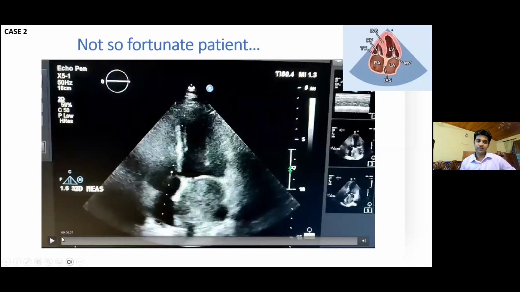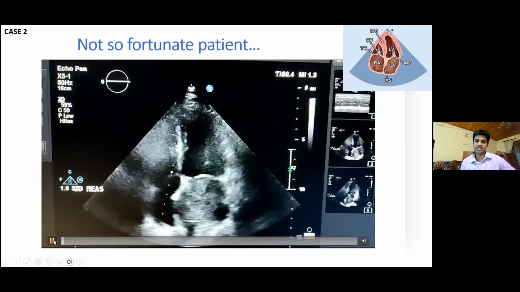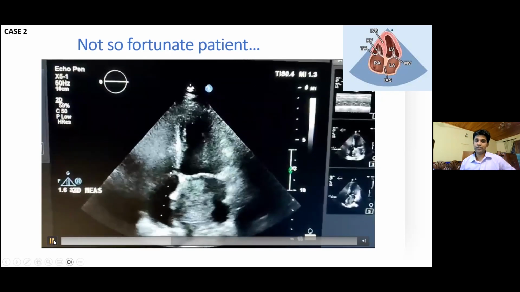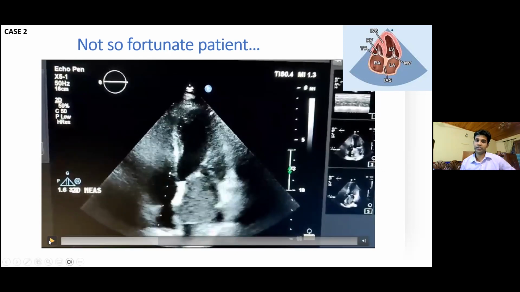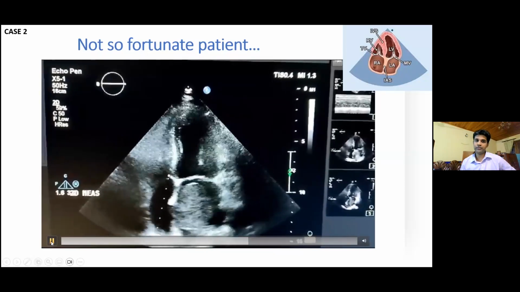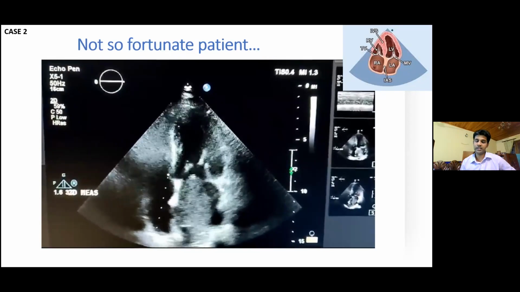All right, we will move on to the second case, and from here onwards, we'll be moving quite soon with just 1 or 2 slides to discuss each case. So the first case I described was actually a patient who was very fortunate because we diagnosed her on a Thursday, and by Saturday she was operated. But this patient is not very fortunate.